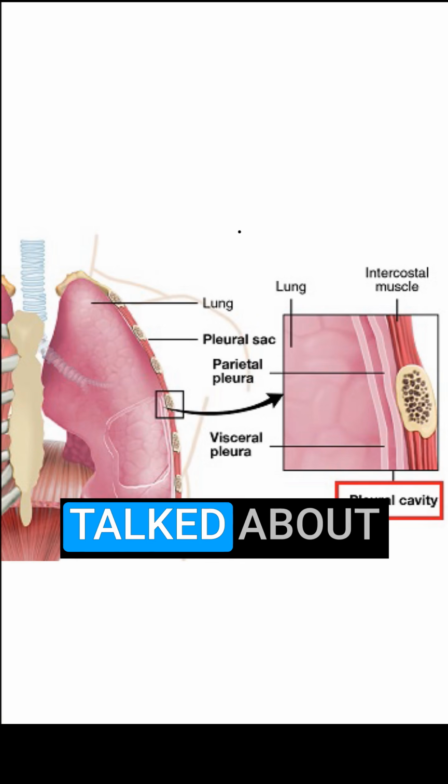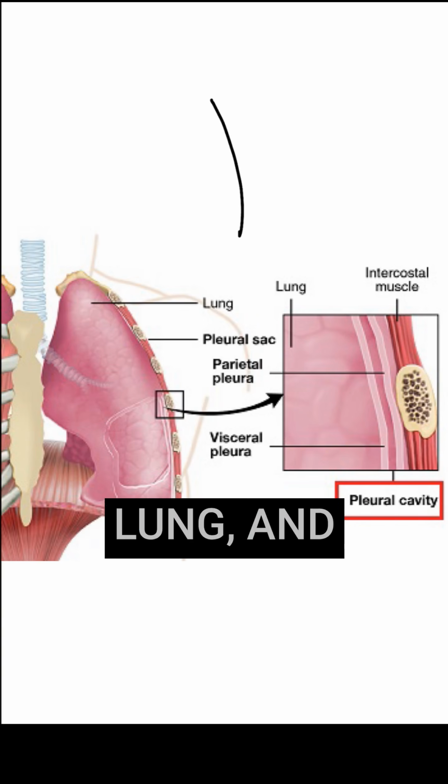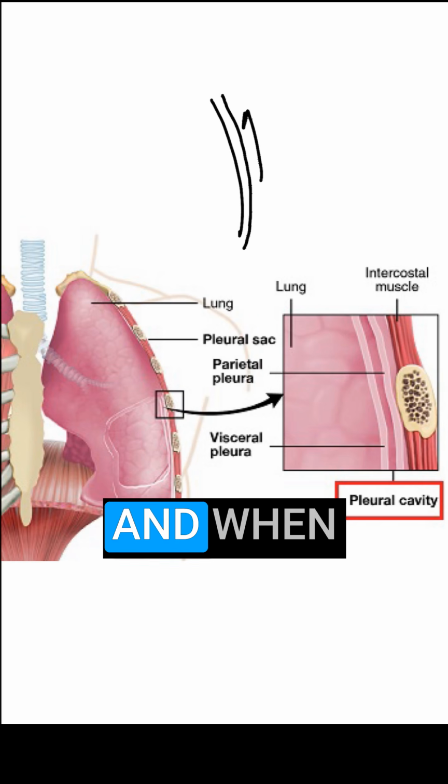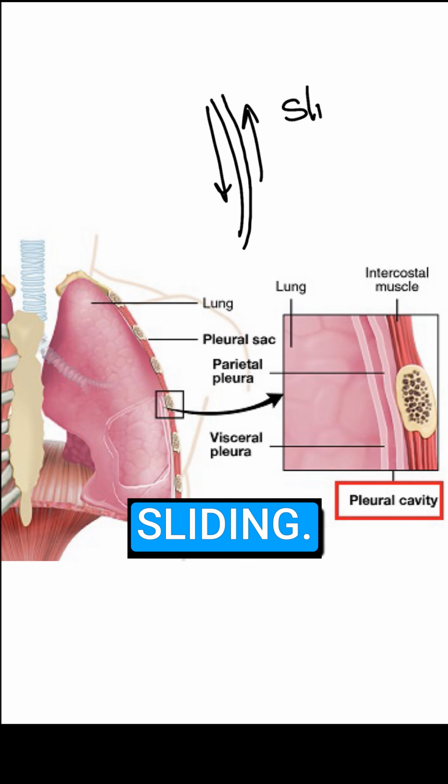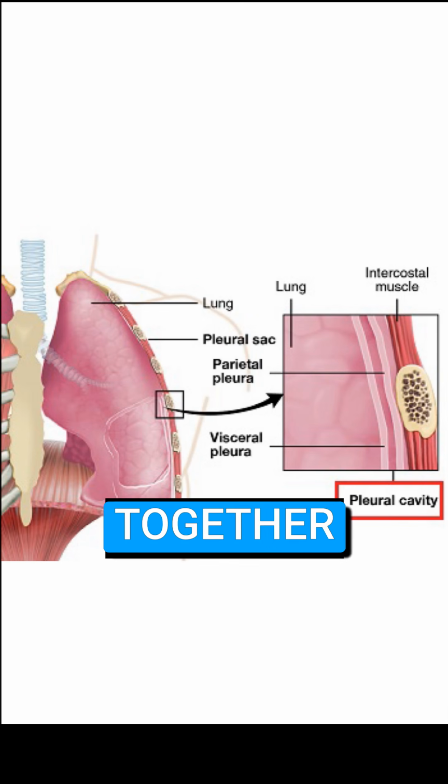In our last video, we talked about the visceral pleura, which sits on the lung, and the parietal pleura, which sits on the chest wall. And when these two slide back and forth when a person is breathing, we get lung sliding. The artifact created when these two slide together looks something like this.